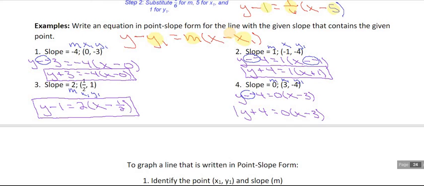Now, because for this particular problem the instructions specifically say to write it in point slope form, this is point slope form.